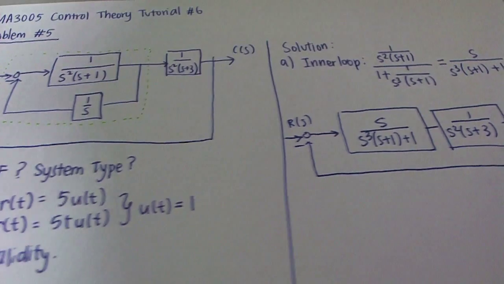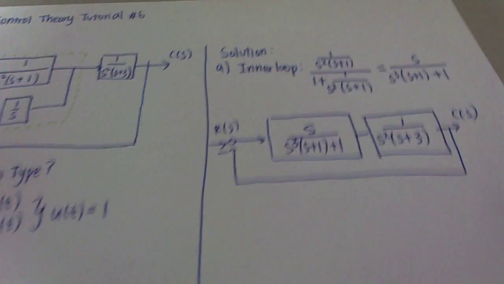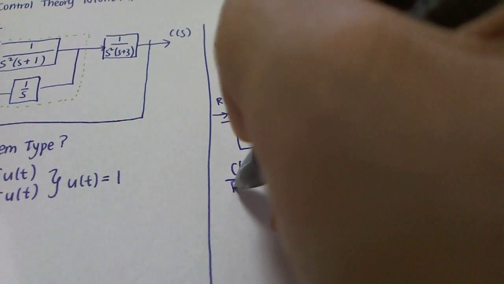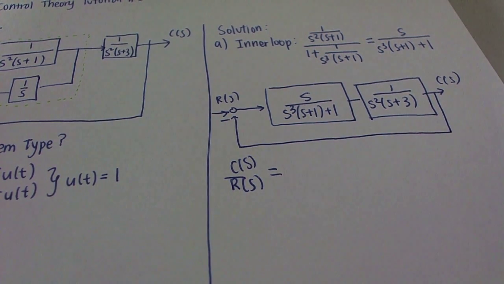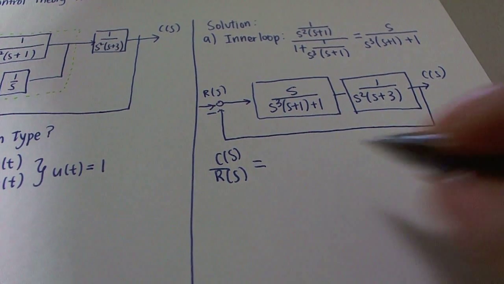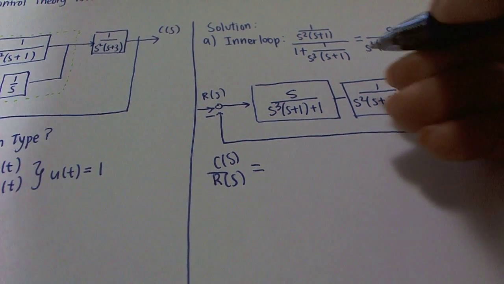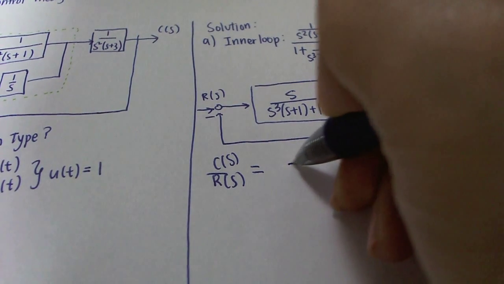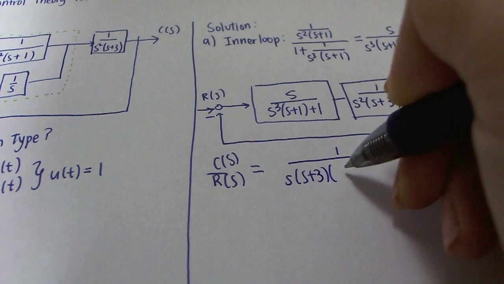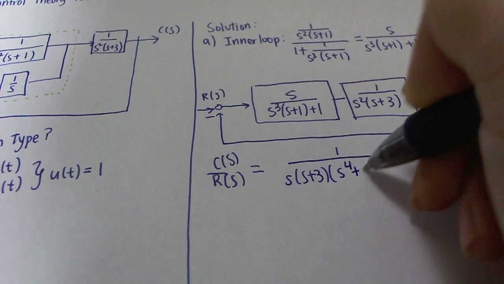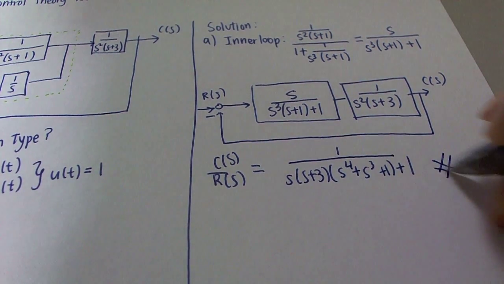And of course, if we have something like this, it's easier for us to solve the closed loop transfer function, which is C(s) over R(s) equals the forward loop transfer function divided by 1 plus the open loop transfer function. So what we have is 1 over s multiplied by s plus 3, multiplied by s to the 4 plus s to the 3 plus 1, plus 1. So basically this is our closed loop transfer function.